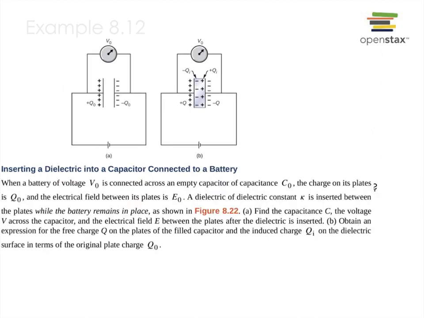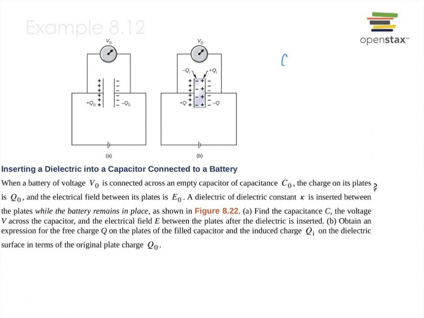Okay, now it looks really similar, but it's the same setup, but we're being asked different questions. In this case, we're not really given any numbers. So we have a battery with a voltage of V naught. It is connected across an empty capacitor of capacitance C naught. The charge on its plate is Q naught, and the electric field is E naught. So they give you all these original values. They're going to put a dielectric of dielectric constant kappa in the plates while the battery remains in place.